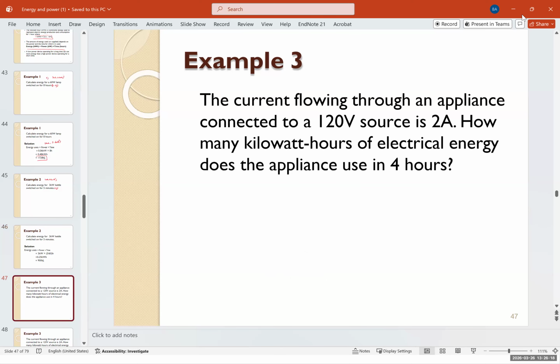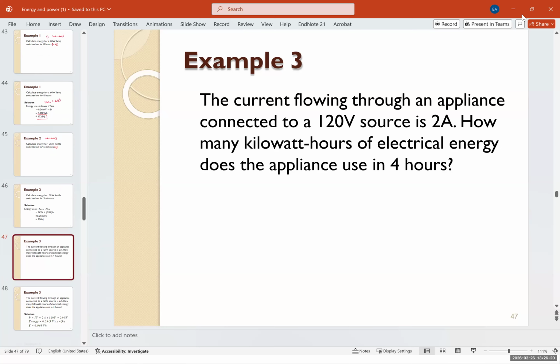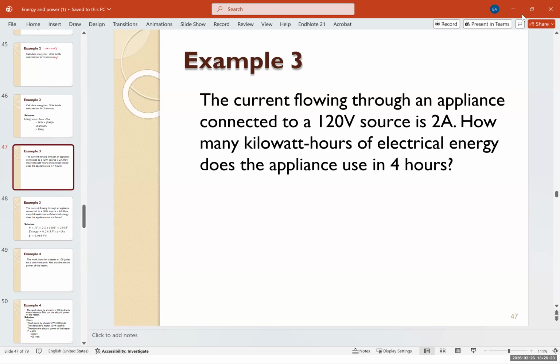Now, next example. The current flowing through an appliance connected to a 120-volt source is 2 amps. How many kilowatt hours of electrical energy does the appliance use in 4 hours? We're not given the power, we're just given the voltage and the current. Again, pretty easy. And measure this in kilowatt hours.